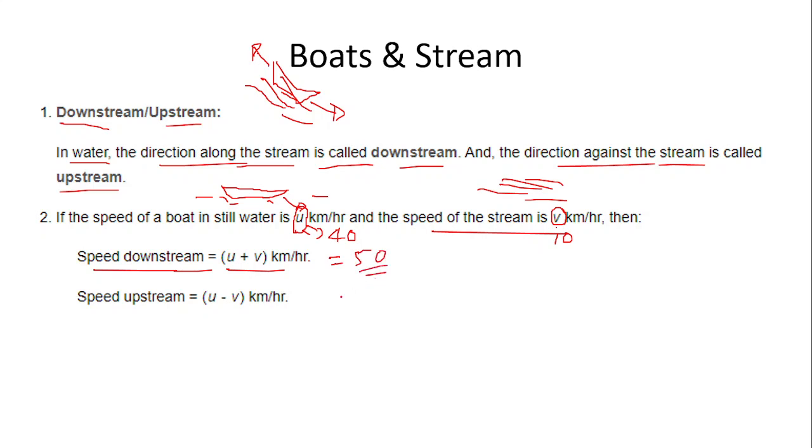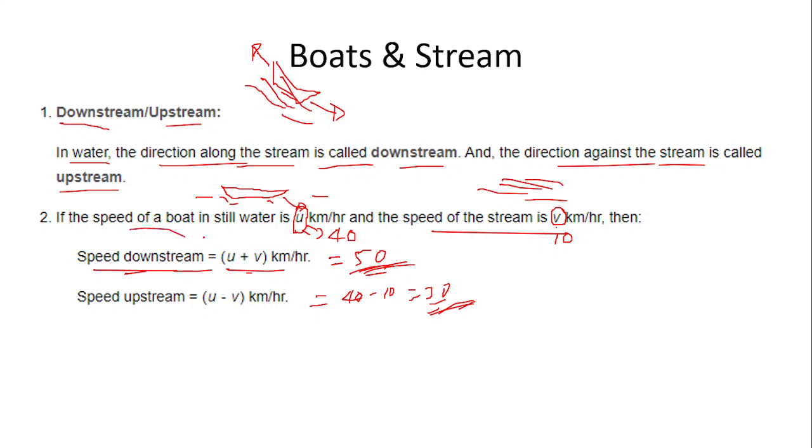If it flows in the opposite direction to the stream, then it gets subtracted here. So 40 minus 10, it will be 30. So speed downstream will always be higher, speed upstream will always be a lower value. With this understanding, we can calculate this. Now, how do we find out speed downstream and upstream? Just by adding and subtracting this.